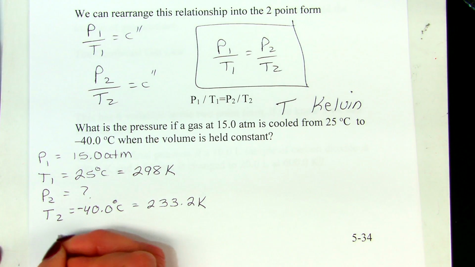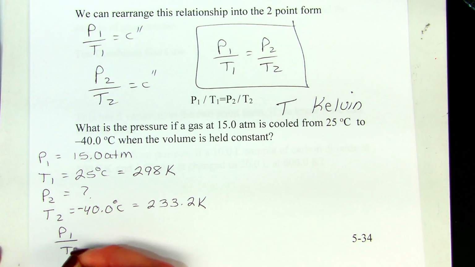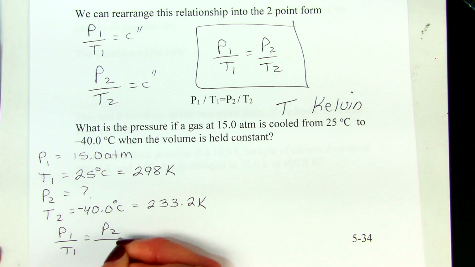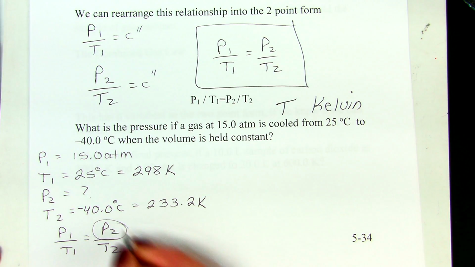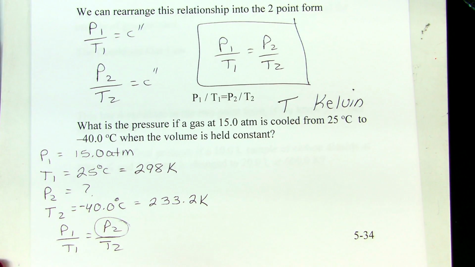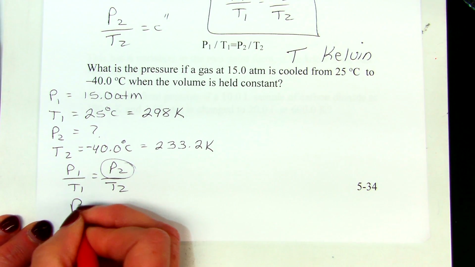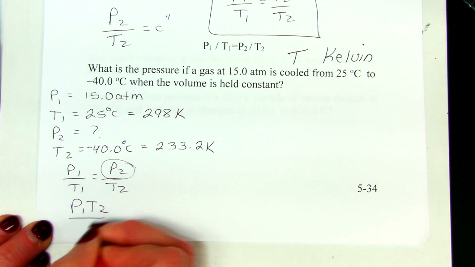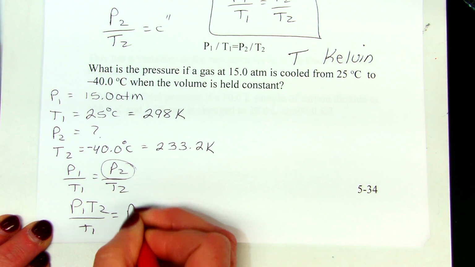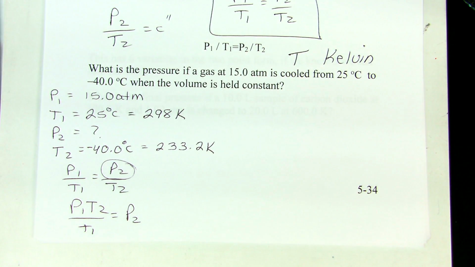So we know P1 over T1 equals P2 over T2. We're trying to find our new pressure. We want that by itself. So we go ahead and rearrange. P1 T2 over T1 is equal to P2. So now we can go ahead and plug our numbers in.